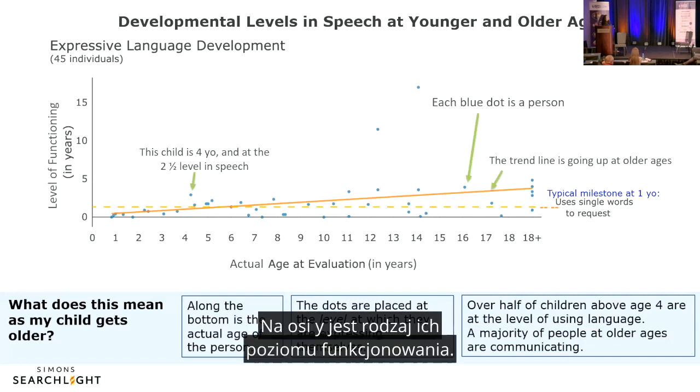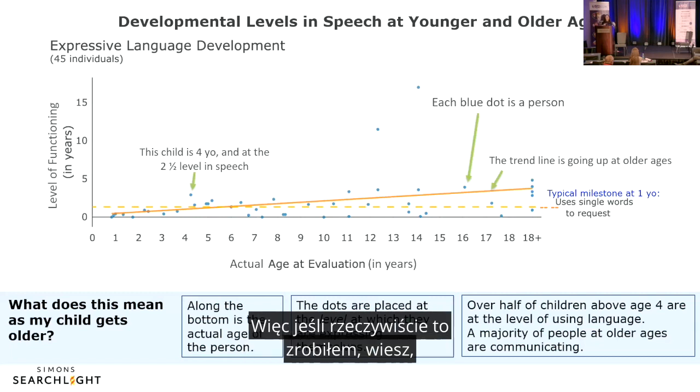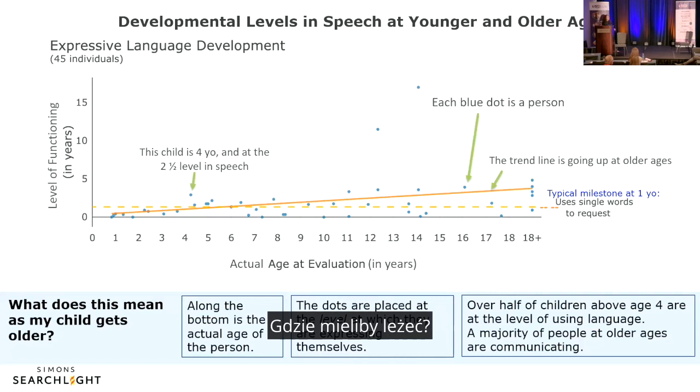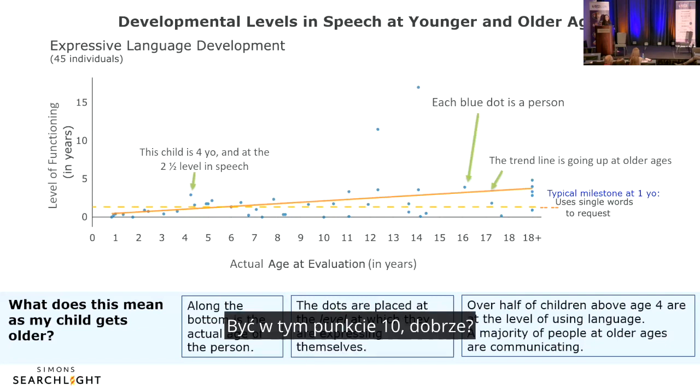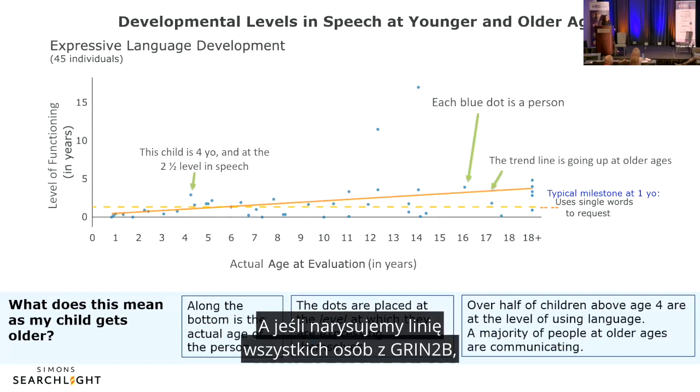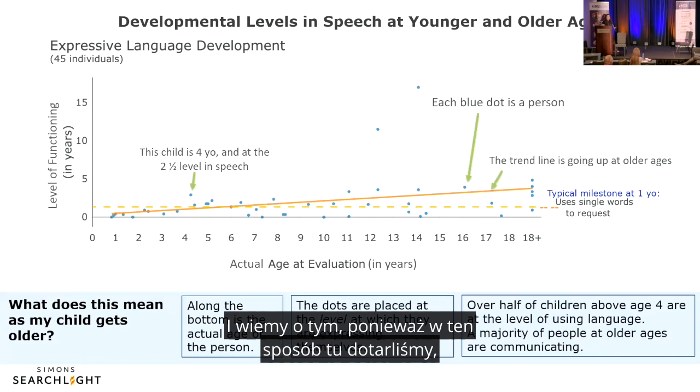On the y-axis is their level of functioning. So if I did the psychological adaptive testing, where would they lie? And so you would expect, let's use 10 as an example, at 10 years of age, we would expect them to be at that 10 point, all right? And if we draw a line of all the individuals with GRIN2B, we see that they're behind where they're supposed to be. And we know that because that's kind of how we got here.